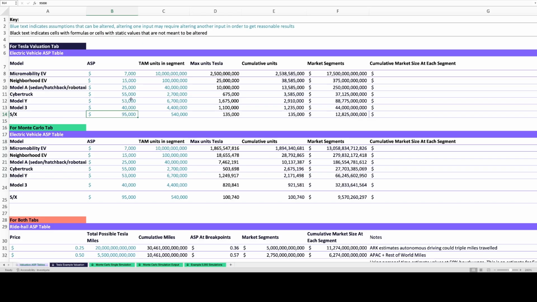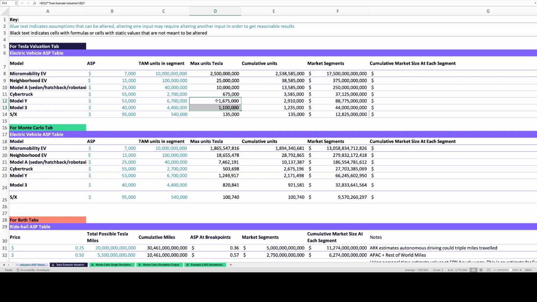Next, the Model 3 and Model Y with average selling prices of $40,000 and $53,000 respectively. I like to look at these in combination. So we'll say a combined average selling price of about $46,500. Total addressable market here, 11 million. Tesla's share of that combined, 2.775 million. Now this is where there's a bit of a discrepancy.